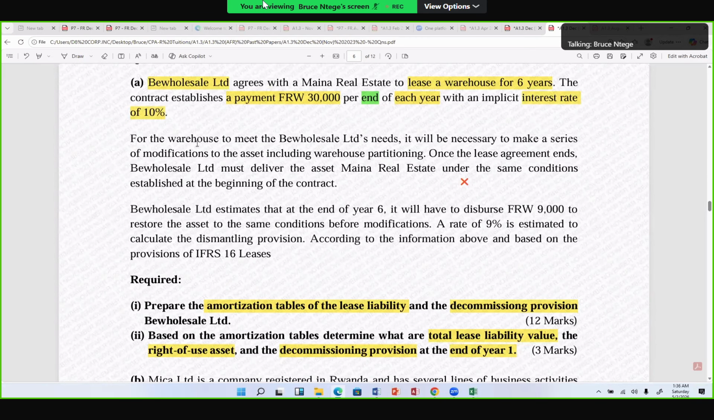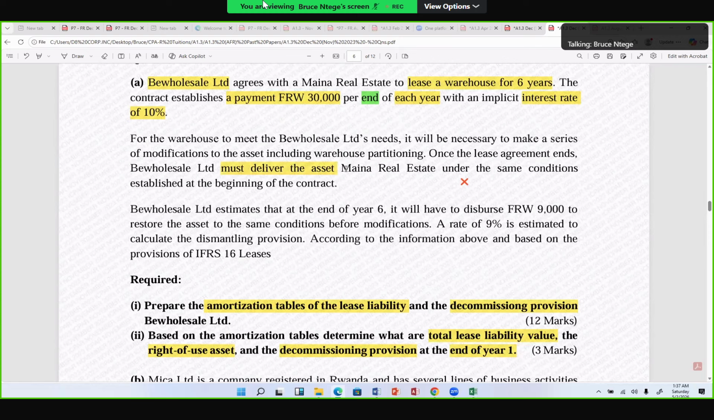Now they're telling me that for this warehouse to meet the needs of this lessee, it's necessary to make a series of modifications to the asset, including the partitioning of the warehouse. Otherwise, once the lease agreement ends, this company, B Wholesale Limited, must deliver back this asset to Maina Real Estate under the same conditions. So they must decommission or dismantle and restore this asset to the original status. So we have a decommissioning or dismantling liability to recognize.